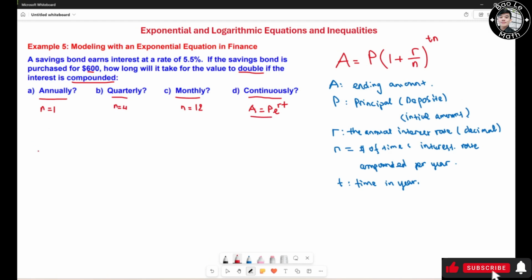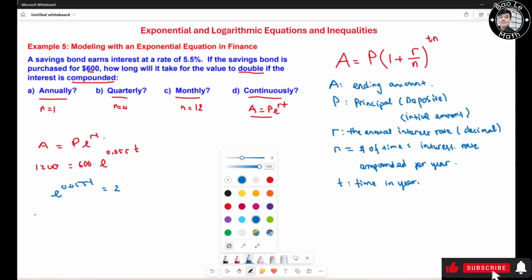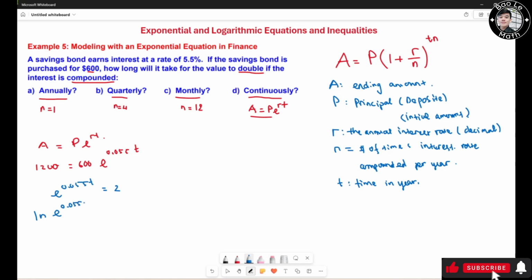We're going to use this formula. So we have A equals P times e to the rt, right? So A equals 1200 equals 600 times e raised to the 0.055 times t, right? So divide both sides by 600, so it's going to be e to the 0.055t equals 2, right? And then take natural log both sides. So I have natural log of e to the 0.055t equals natural log of 2.